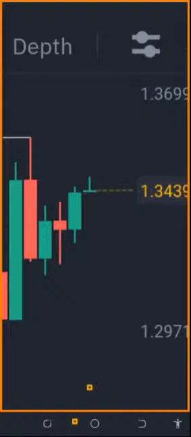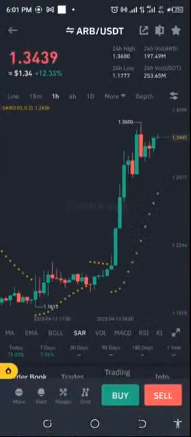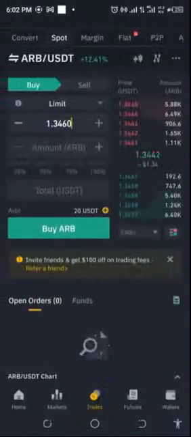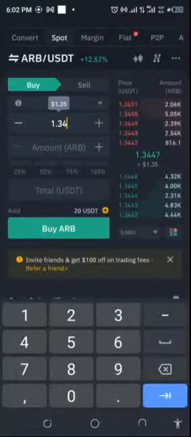I'm going to set a buy limit first, and then afterwards I'm going to set a sell limit, okay? Because you know that spot trading is buying the coin, holding it for a while, and selling it for profit once it rises. So let's go ahead and see how we're going to do this. Let's do a quick simulation. Currently the price is at 1.34. I'm going to take this down to 32.